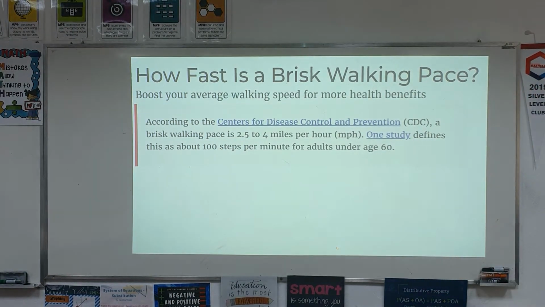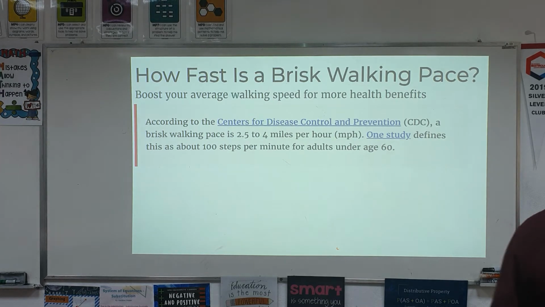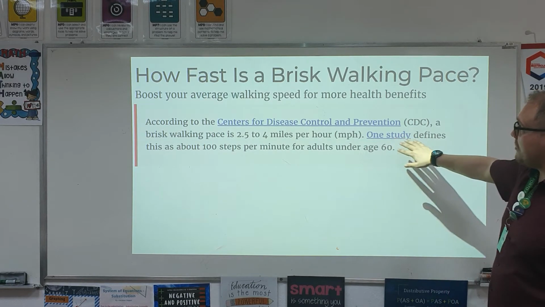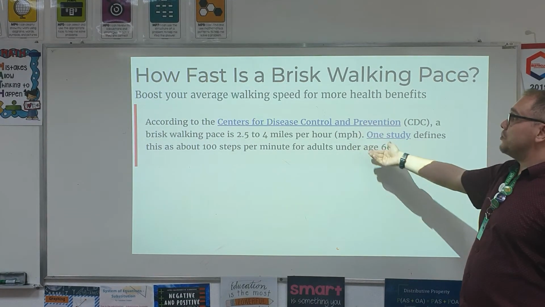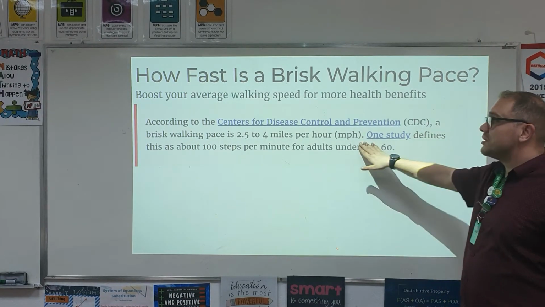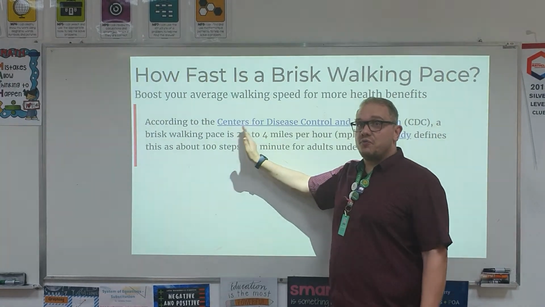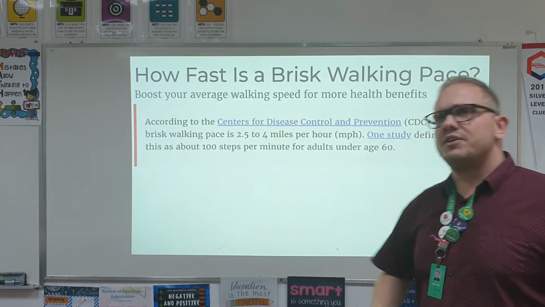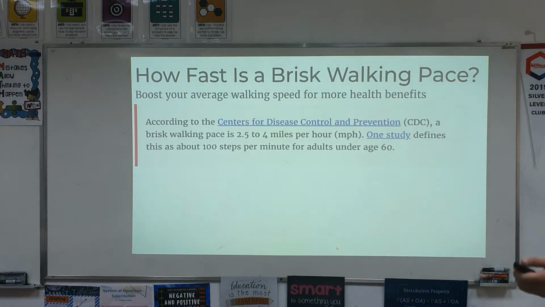According to the Centers for Disease Control and Prevention, CDC, a brisk walking pace is 2.5 to 4 miles per hour. One study defines this as about 100 steps per minute for adults under the age of 60 years old. Okay? So if you want a healthier life, you would have to walk 100 steps per minute, 2.5 to 4 miles per hour. And this is a range from 2.5 to 4 depending on your age, your weight, your height, and many other situations I could apply to it.